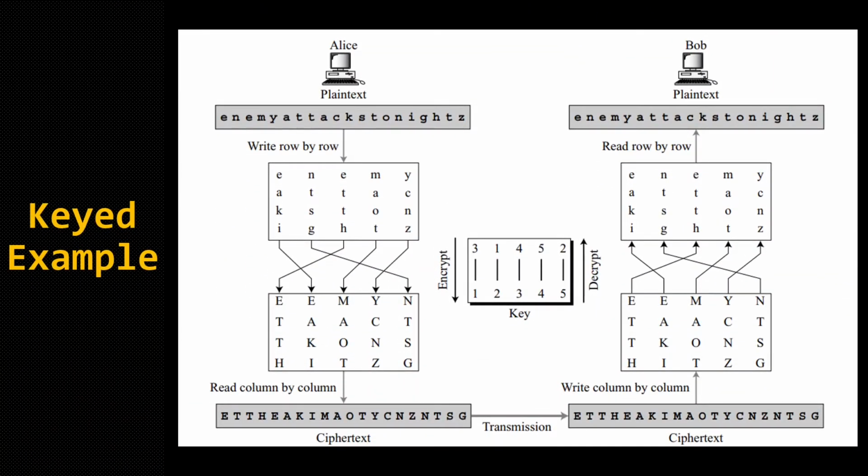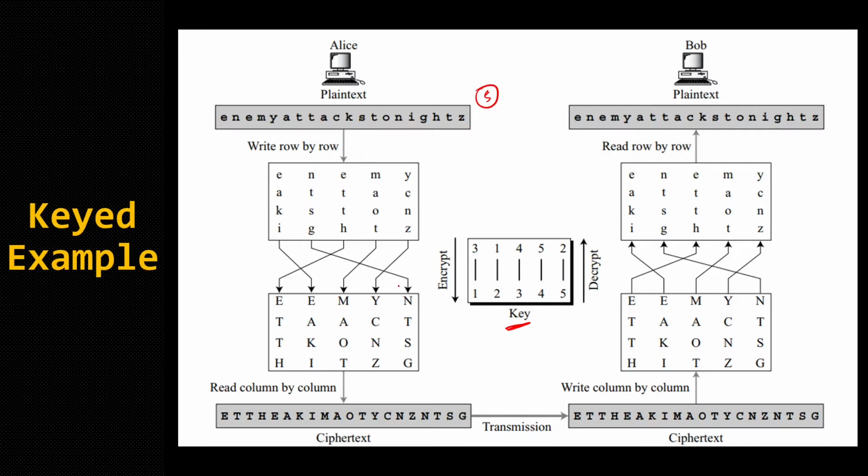So this is the example that is given for our keyed transposition cipher. We have the plain text, enemy attacks tonight, and the block size is 5. So we write it row by row. See, enemy attacks tonight. After arranging the plain text row by row, we use the key that is given. And using this key, we are now encrypting this message.